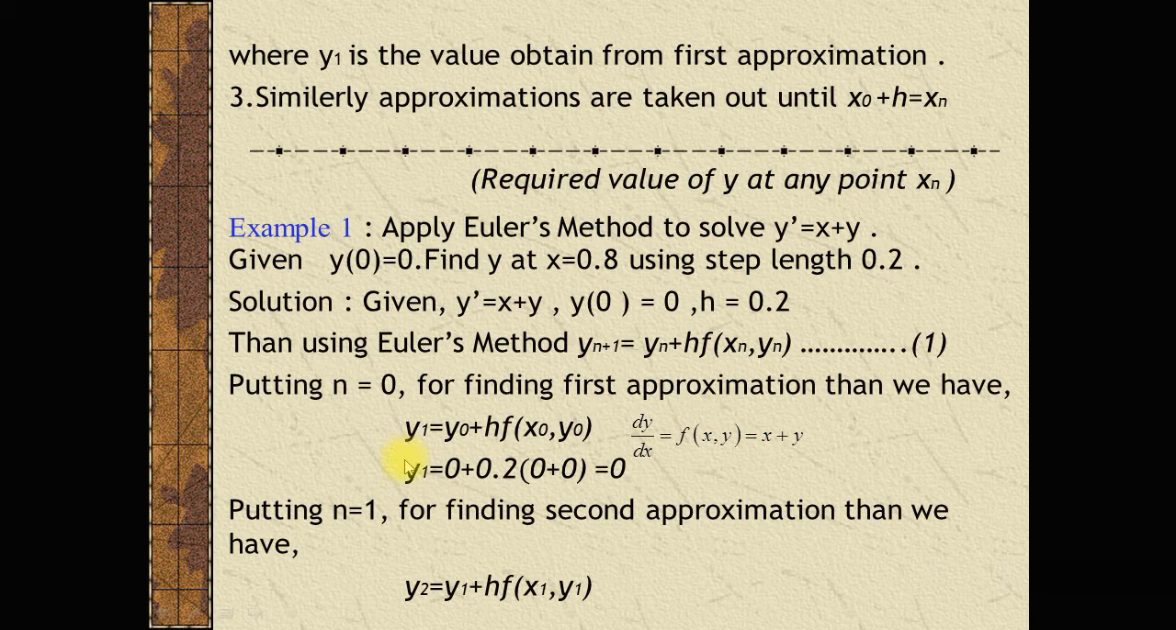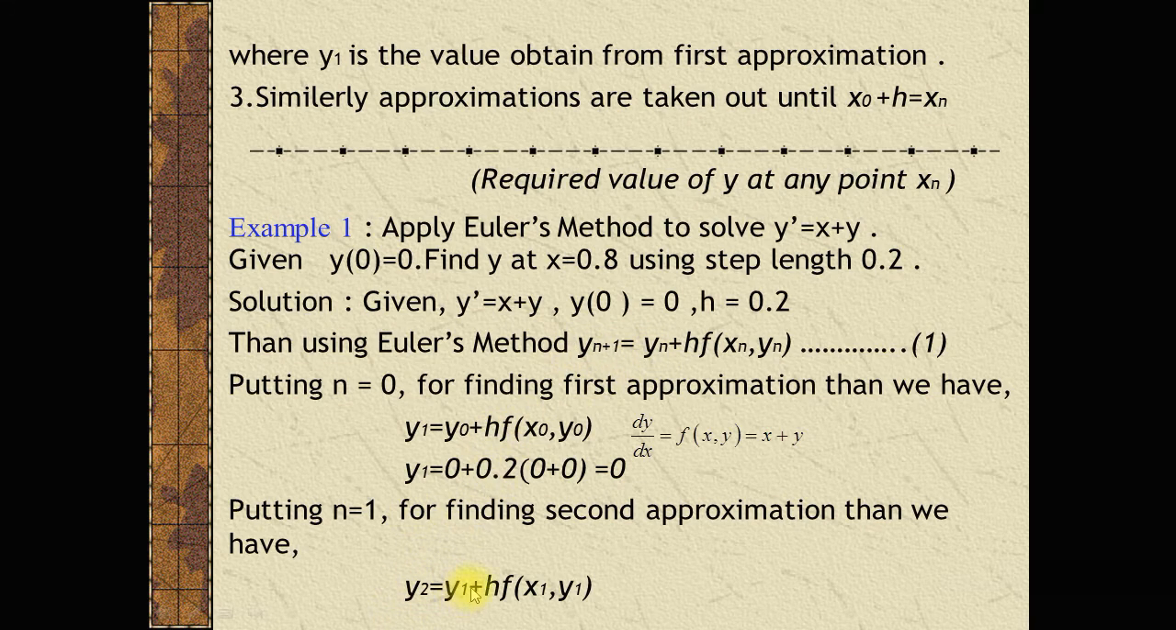So y1 is equal to y0, and the y0 value is 0, plus the h value 0.2, times the function at x0, y0, which will be 0 plus 0, because the x0 value is 0 and the y0 value is also equal to 0. The function is defined by x plus y. So the function at x0, y0 is equal to 0 plus 0, and after simplification we obtain the first approximate solution as 0.